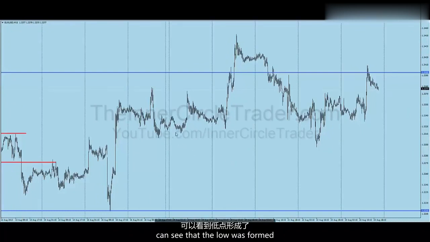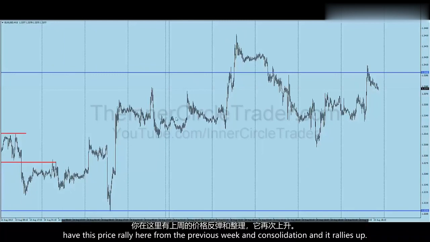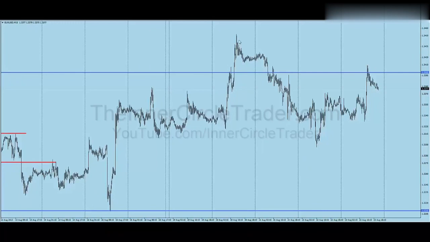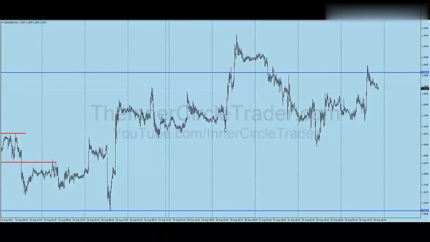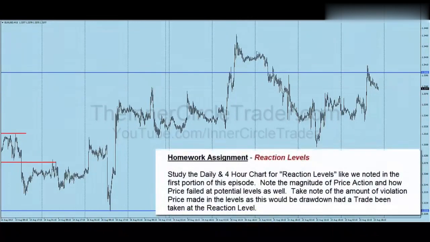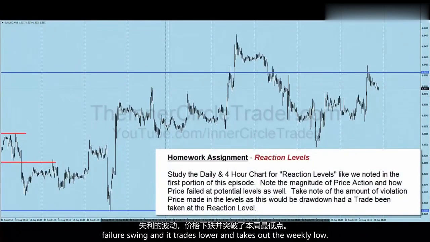You can see that the low was formed on the initial leg up, but you're now in the second stage. And this is where we apply, it's more of an advanced approach, but you're also applying time. The study of time is important. So you have this price rally here from the previous week, then consolidation, and then it rallies up. So this is when you get these weeks that, yeah, you do have a low form on a Monday or a Tuesday, it rallies off and makes a very good, potentially profitable trade. But then you have the reversal, a failure swing, and it trades lower and takes out the weekly low.